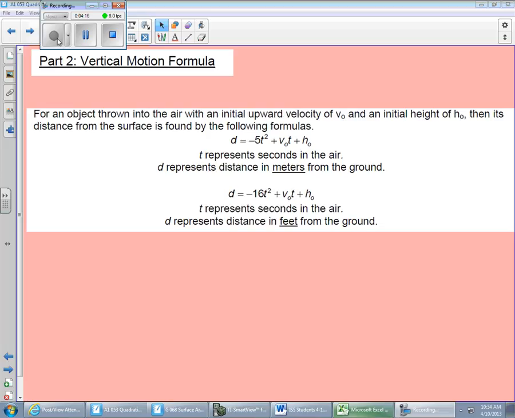So for an object thrown into the air with an initial upward velocity of v naught and an initial height of h naught, wherever the height is at the problem's beginning, its distance from the surface is found by the following formula. d equals -5t squared plus v naught t plus h naught, where t represents the seconds in the air and d represents the distance in meters from the ground.